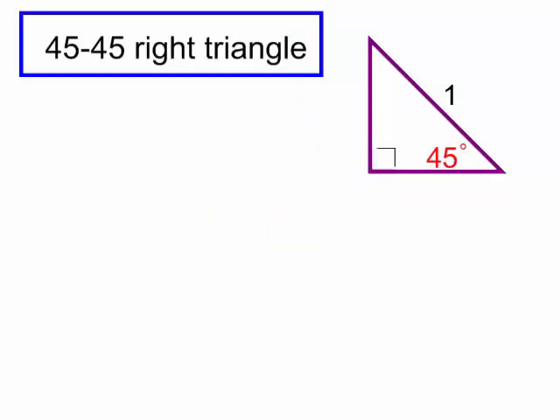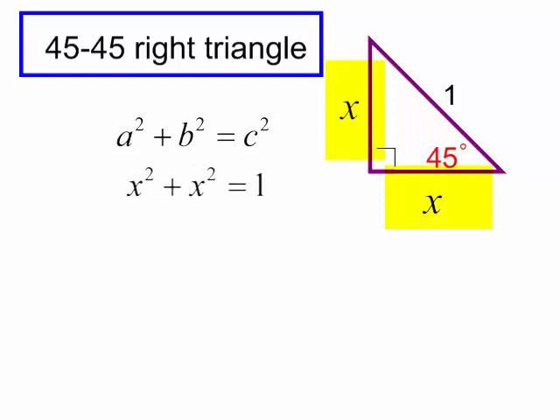The 45-45 right triangle. Once again, we are using a hypotenuse of 1 because we will be using this triangle to help us in our unit circle. Now, in a 45-45, if the angles are congruent, then the sides opposite them are also congruent. Remember a squared plus b squared equal to the hypotenuse squared? In this case, one leg squared, which is x squared, plus the other leg squared, another x squared, is equal to 1, which means 2x squared is equal to 1.